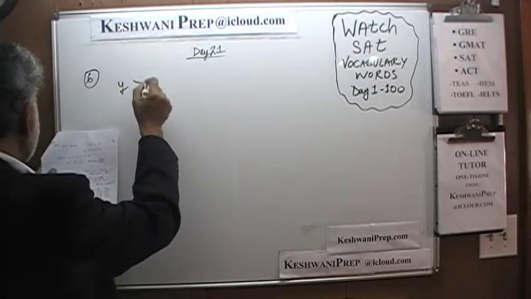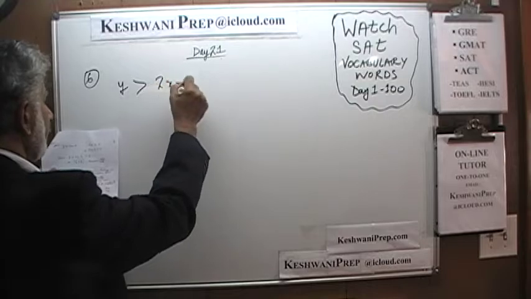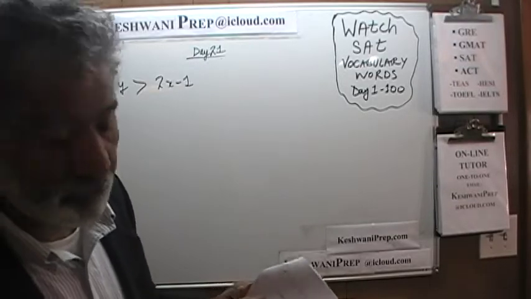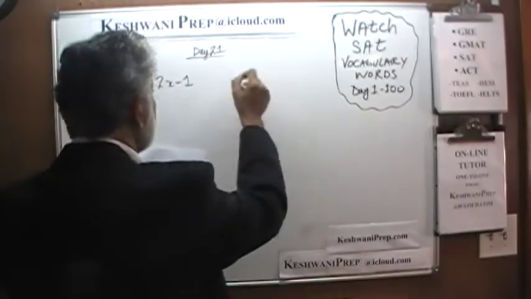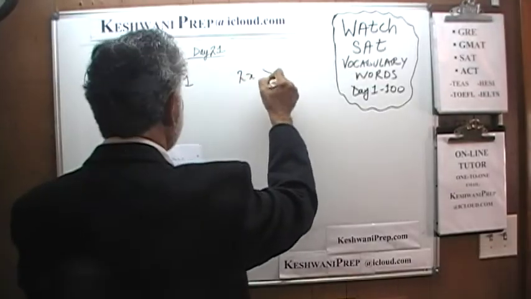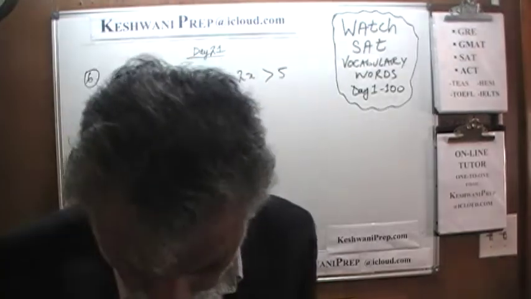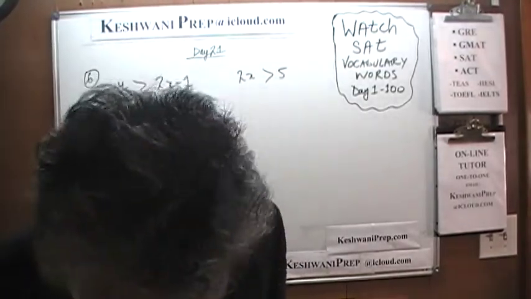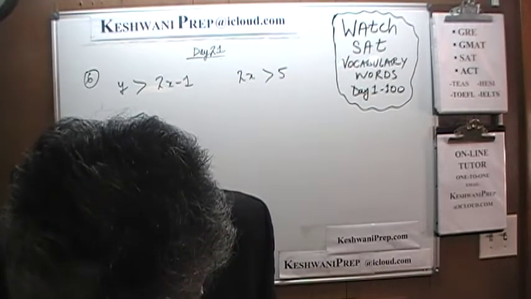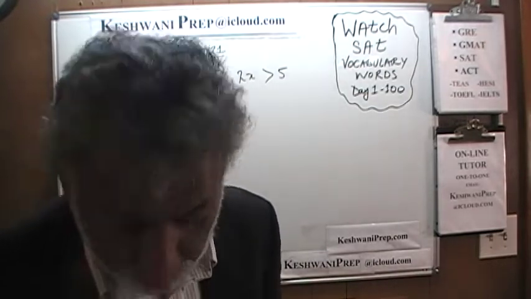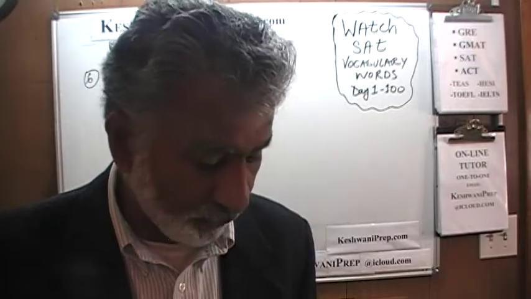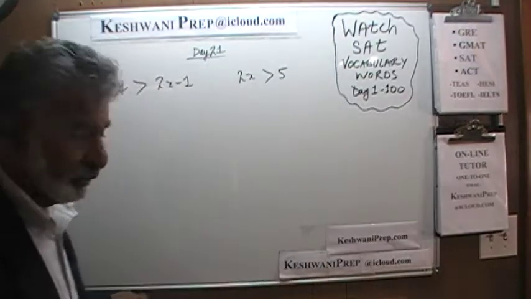Here we are told that y is greater than 2x minus 1. And we are further told that 2x is greater than 5. What's the question asking? Number 6. Oh, we simply have to identify the value of y. How does y work out to be? Well, let's find out, shall we?